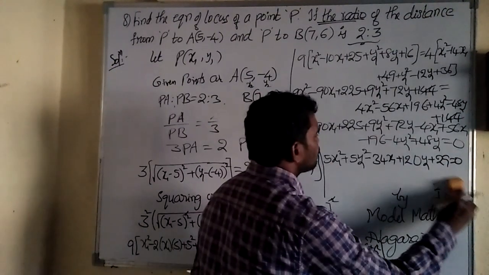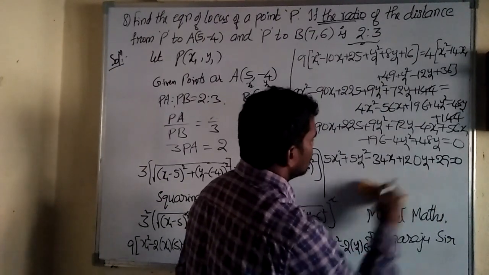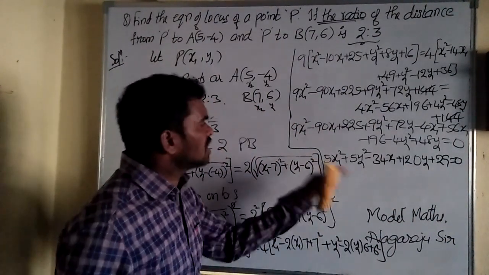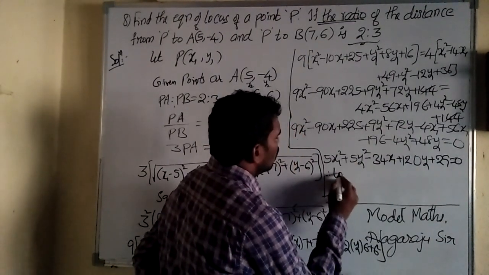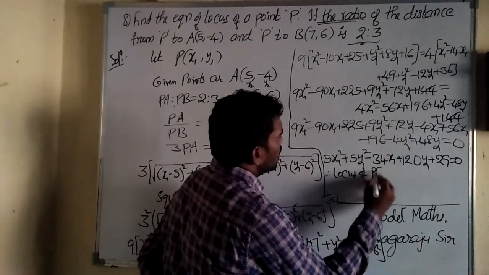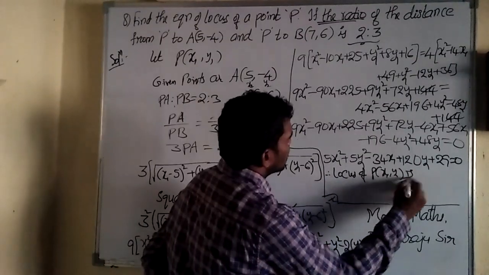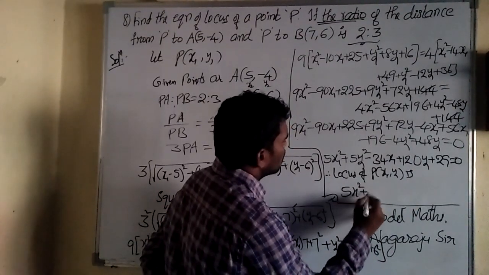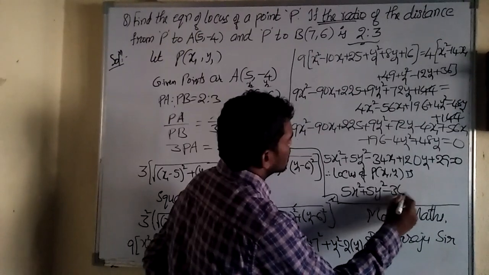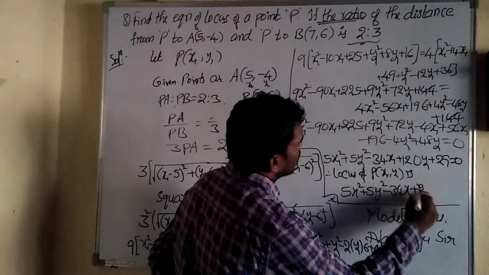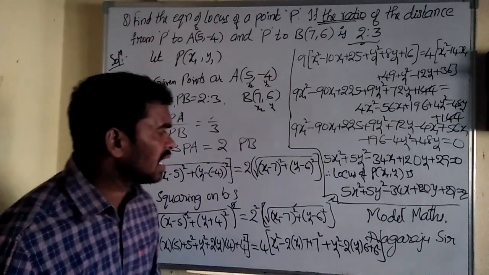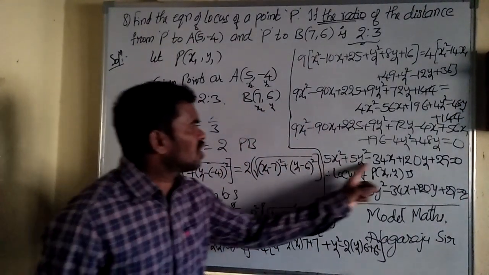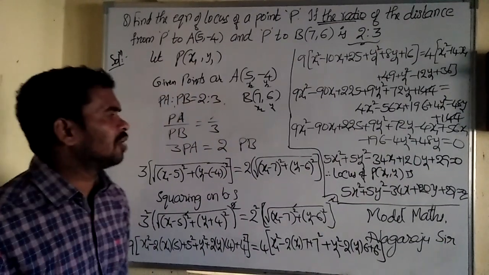So this is actually the answer. The final step we can write as: therefore the locus of point P(x1, y1) becomes 5x square plus 5y square minus 34x plus 120y plus 29 equal 0, is the answer. Is it clear? There is no common term, that's why I did not take any common.